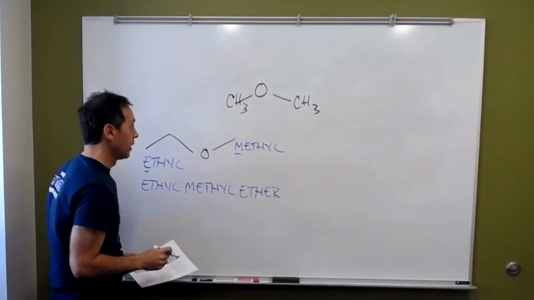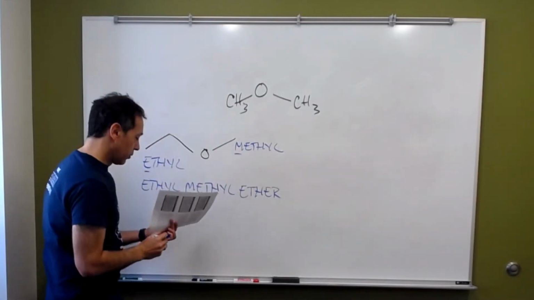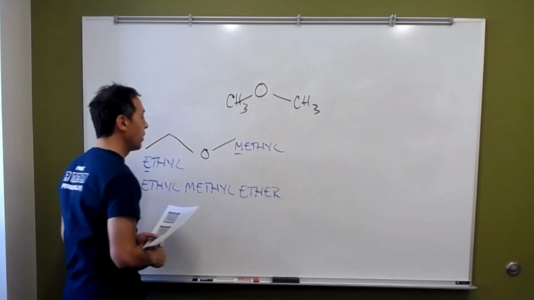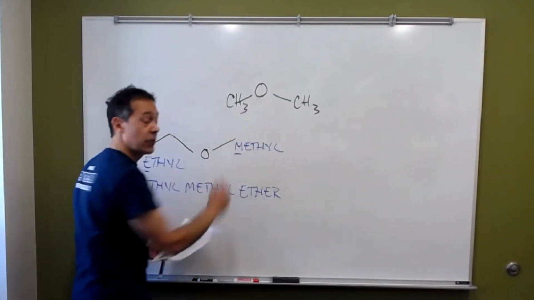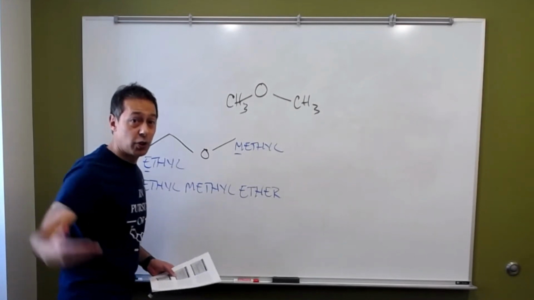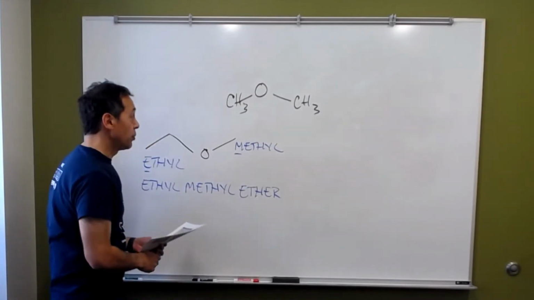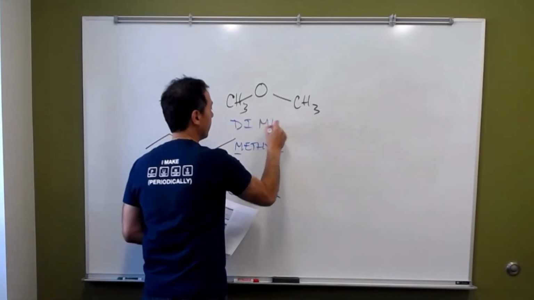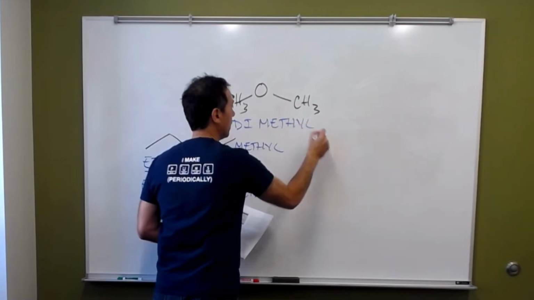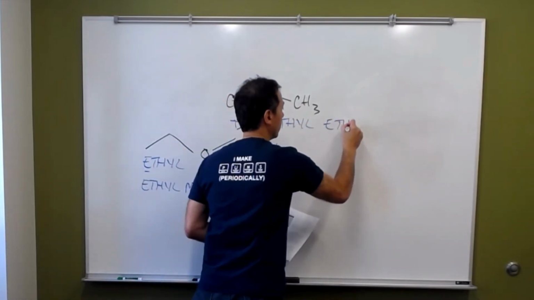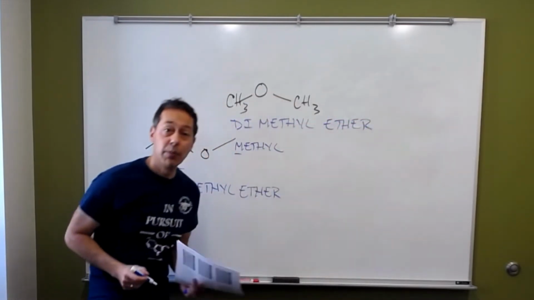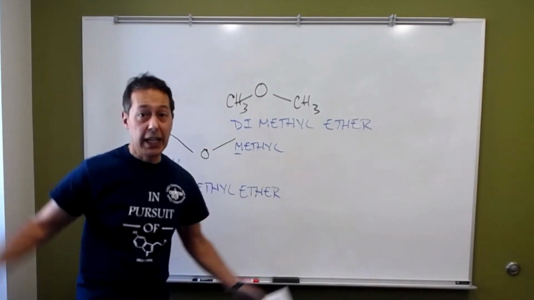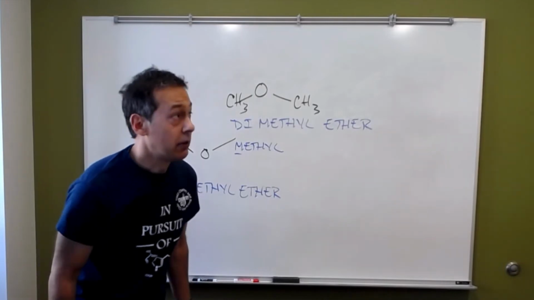Ethyl methyl ether. And another one here, let's do this one up here. This one, we have two methyl groups attached to it, and if you have two of the same thing, then you use the Greek prefixes. So this becomes dimethyl ether. Dimethyl ether.